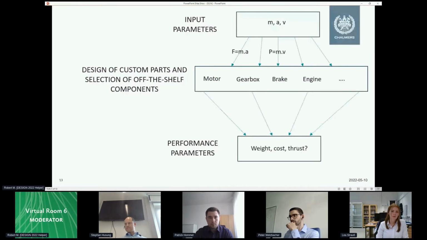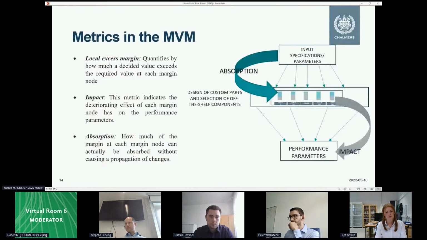The MVM, or margin value method, starts by looking at the design problem as a network, which includes some input parameters, design decisions, and resulting performance parameters, which can be set up as required. The method involves calculating three metrics. Firstly, the local excess margin, which is to identify how much margin each component has. Then impact, which is to quantify the undesirable effects of margin on performance parameters. And finally, the third metric, which is absorption, which relates to the amount of absorption possible in each margin node for a given variation in the input specification.